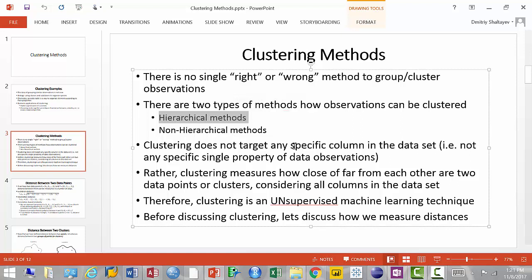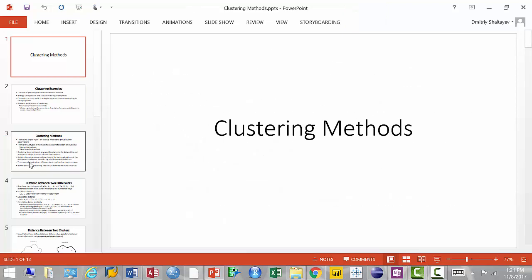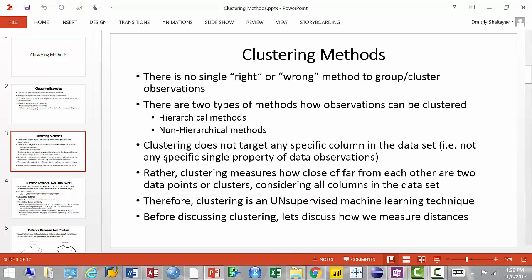So this non-hierarchical method, k-means, says I have to decide right off the bat how many clusters I'm going to have. But this method is somewhat simpler, and later we're going to discuss in what exact way. All right.